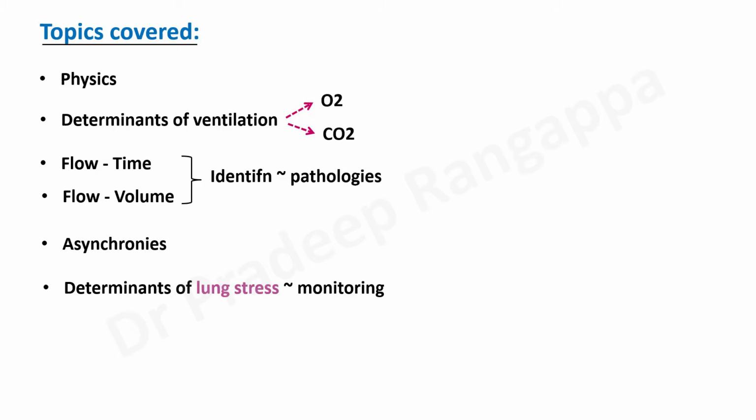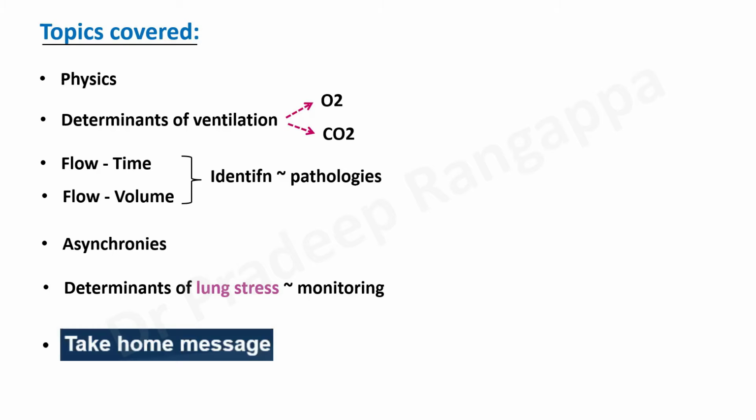And with all this physics and all this flow, is there a bearing on the patient's outcome? What is it that these flow dynamics have with regards to bearing on the lung stress? We'll talk very briefly on the impact of these flow dynamics on the lung, which we call lung stress. And what is the way that we could monitor lung stress? Is there any practical way to monitor lung stress? And then we'll talk about the take-home message.